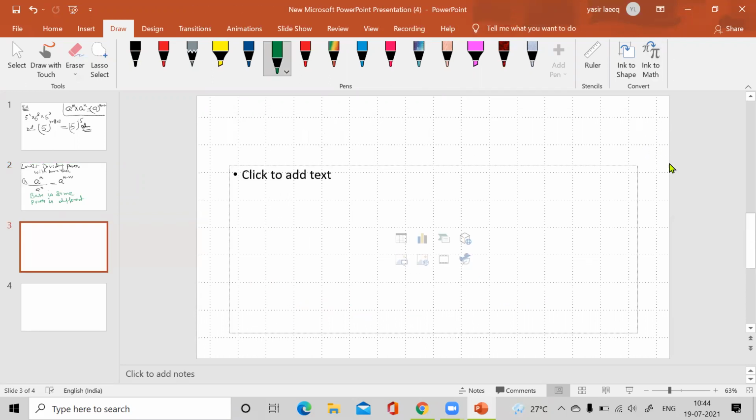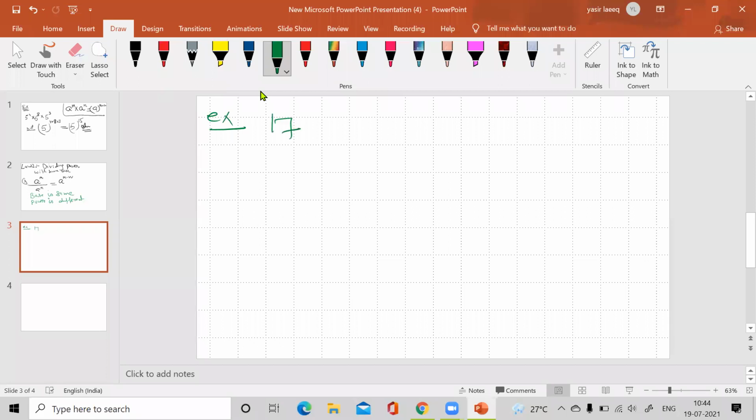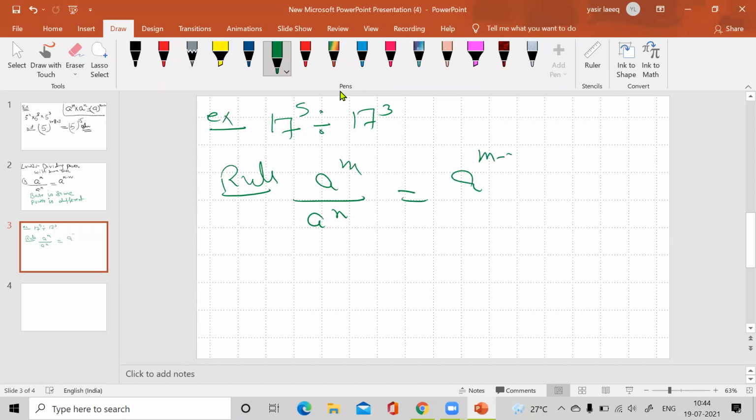We are taking the example. Example is given here. You can say 17 power 5 divided by 17 power 3. So as per rule, a to the power m upon a to the power n will be a to the power m minus n. Okay, so you can write this 17 and power will be 5 minus 3.